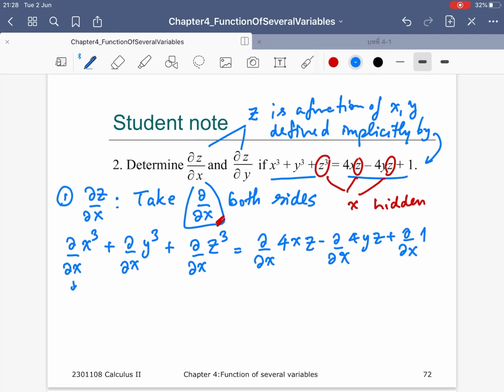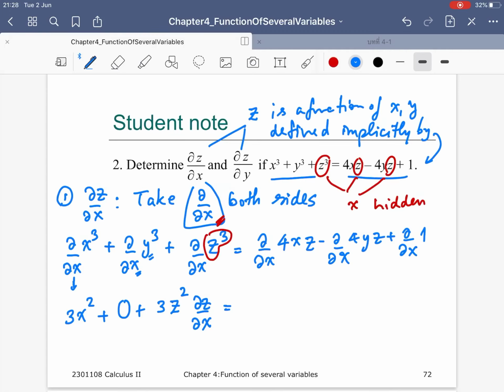Okay, so the first one is easy, right? The derivative of x cubed with respect to x, so you get 3x squared. This one, because right now your x is a variable and your y is a constant, you get a 0. And this one, because your x is hidden in z, you use the chain rule to get 3z squared, and then a derivative of the inside, which is dz by dx.